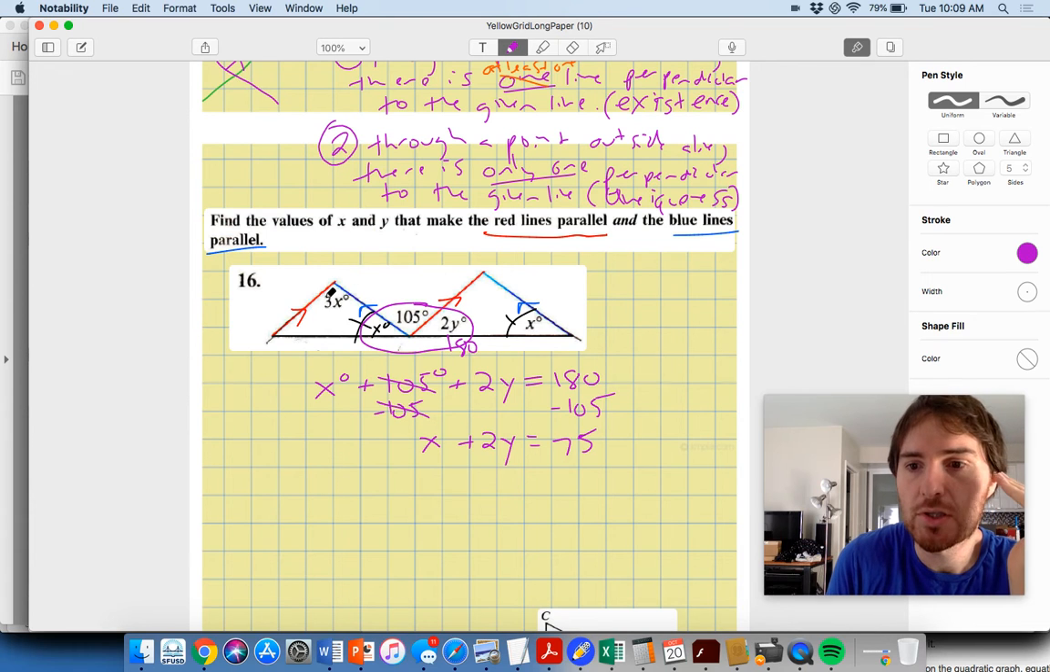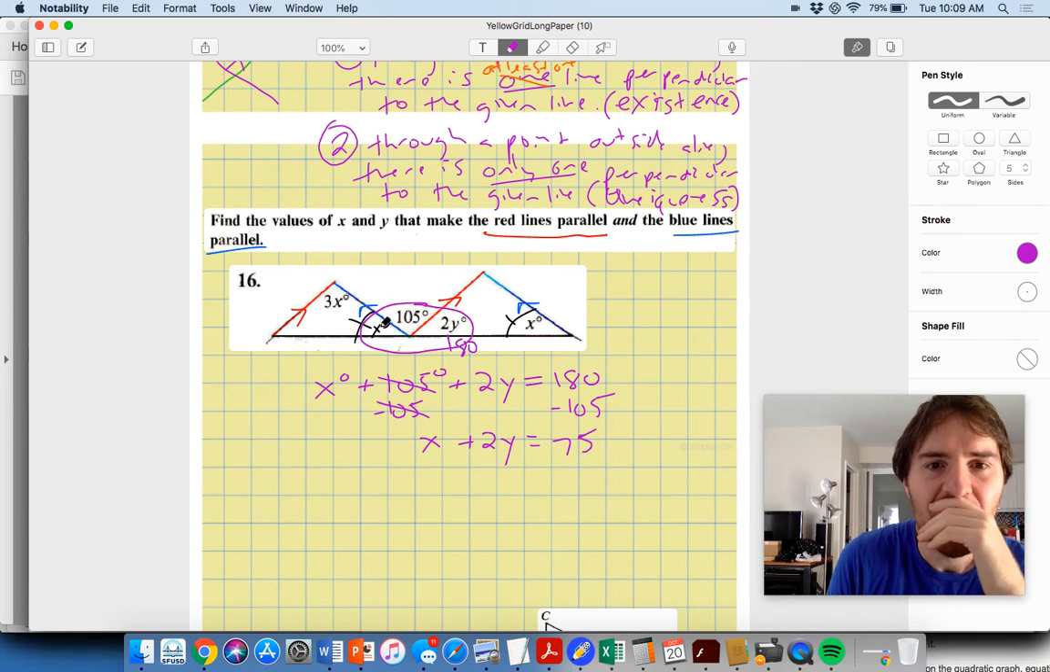Maybe I'll shift my attention to the red here. I think I see it with the red here. All right, we got this 3x degrees. What do you think that connects to? Well, those aren't same side interior angles because, I mean, this is a transversal here. And so, well, these are same side interior angles, but they're definitely not supplementary.